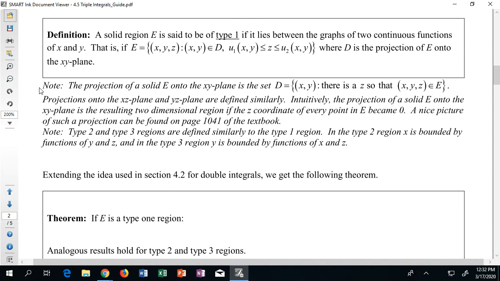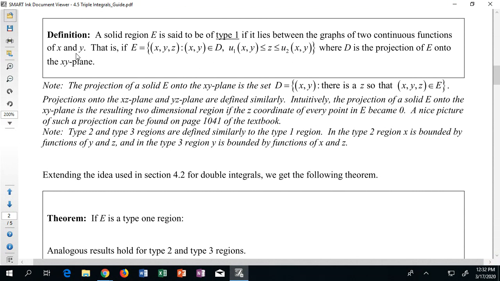And every room has maybe a floor and a ceiling, and maybe a side wall and another side wall, maybe something in front of you, something in back of you. And so these can kind of correspond to different kinds of regions. So here, a solid region E is said to be a type 1 region if it lies between the graphs of 2 continuous functions of x and y.